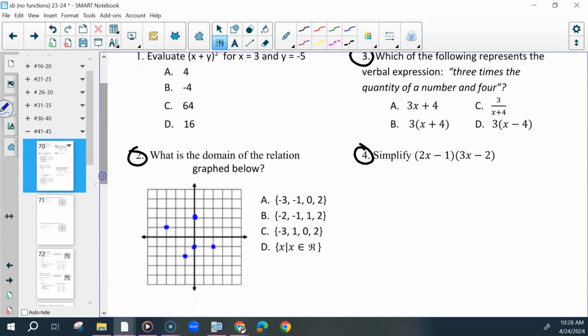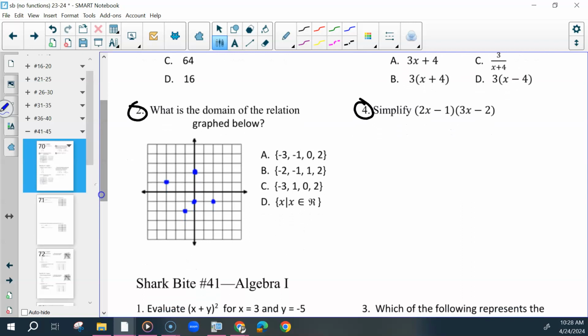Okay. Number 2, we haven't talked about this type of domain and range, but using your domain and range knowledge, domain is your x values. So looking at your x values, this would be -3, -1, 0, and 2. It couldn't be the last one because that would have to be lines, connecting lines. Well, what even is that? That's the same thing as this. Oh, those are the infinity signs. I was like, wait, what did you just draw?